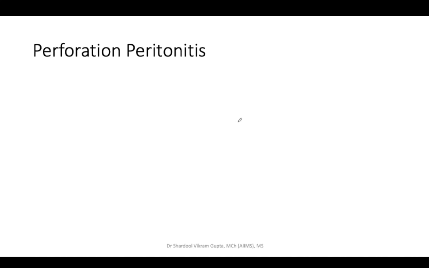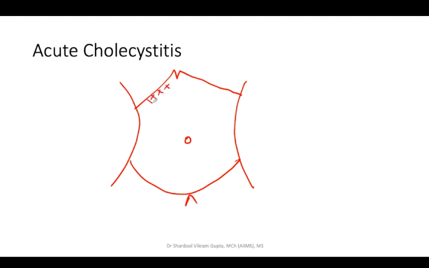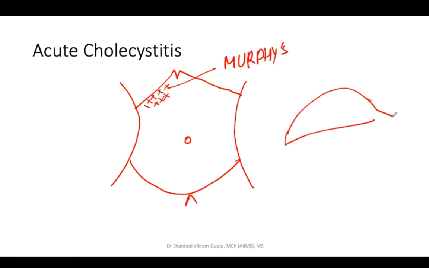This again is a separate entity to discuss. While in acute cholecystitis, there is pain in the right hypochondrium. There is a particular sign in acute cholecystitis which is known as Murphy's sign. You will have tenderness here. I will explain what Murphy's sign is.